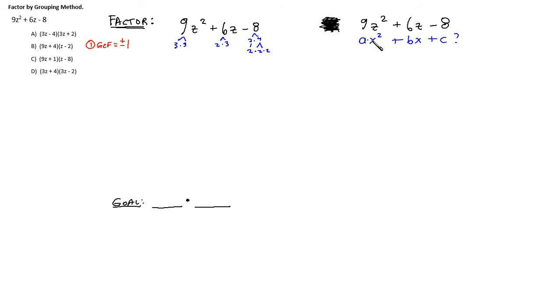We have a variable squared. I would analyze it this way. Do we have a variable squared in the first term? Yes, we do. Is there a coefficient here that's a number other than 1? Yes, we do. Is the variable z that's squared in the first term, does it appear in the middle to the first power? Yes, it does. That's what this pattern is trying to indicate.